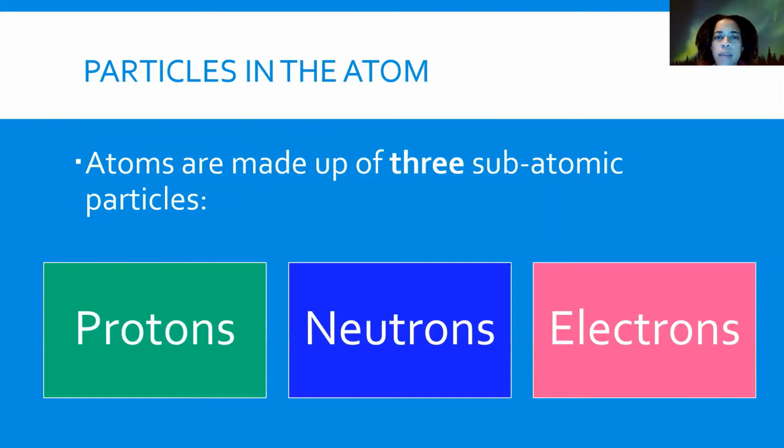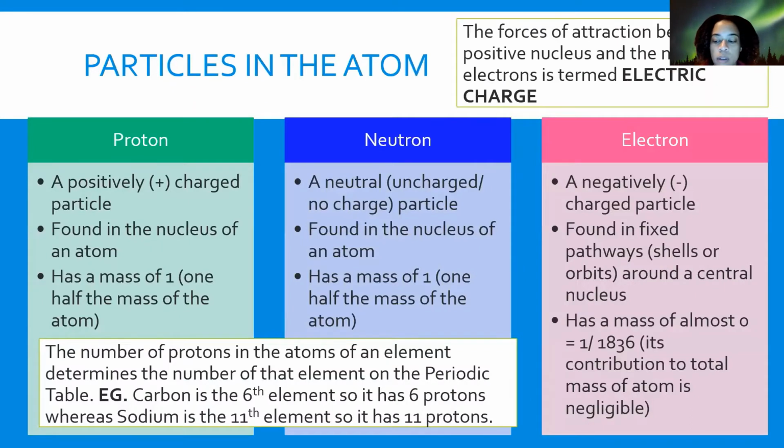So even though an atom cannot be divided, it is made up of three subatomic particles. We have protons, neutrons, and electrons. A proton is a positively charged particle and it is found in the nucleus of an atom. It has a mass of 1, in that it's equal to 1/2 the mass of the atom.